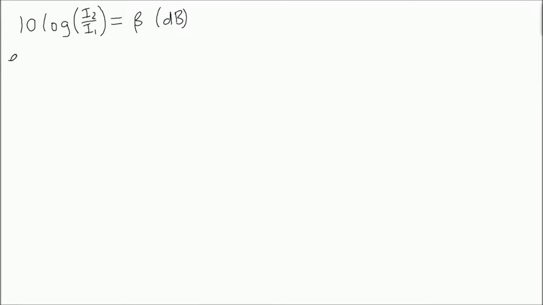As an example, a couple of examples here. If intensity level 1 is 1 watt per square meter, and those are actually the units that sound energy is measured in, and intensity 2 is 4 watts per square meter, what is the difference in decibels?